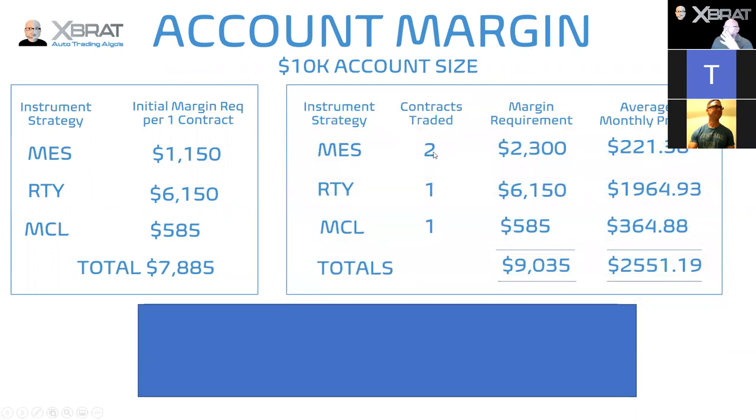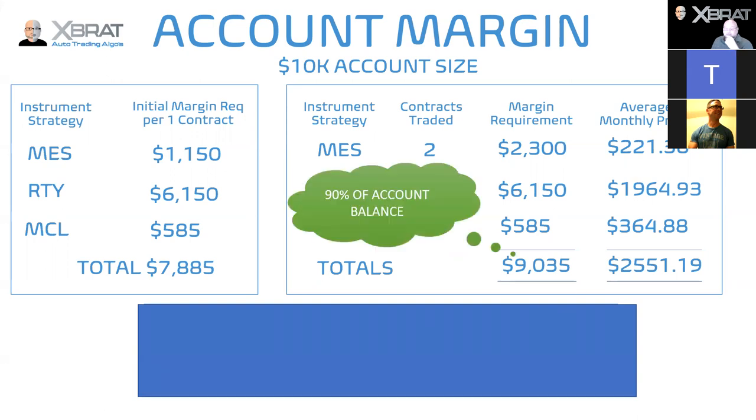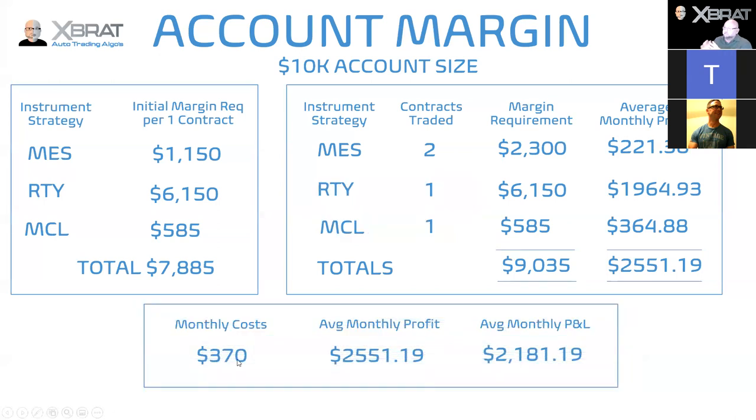Here with that 10K account, we're looking at two contracts of MES. That would need a margin requirement of $2,300, RTY this, MCL that. So you're at around 90% of that total margin balance that you've got. Your average monthly profits, and this is the data taken from NinjaTrader, not from us, is around $2,500. When we break that down, we've got an average monthly cost of $370, which is for the data, the software, and the VPS if you get it. So that gives you a net average monthly profit of about $2,181, which isn't bad. It's 20%, which is pretty good.